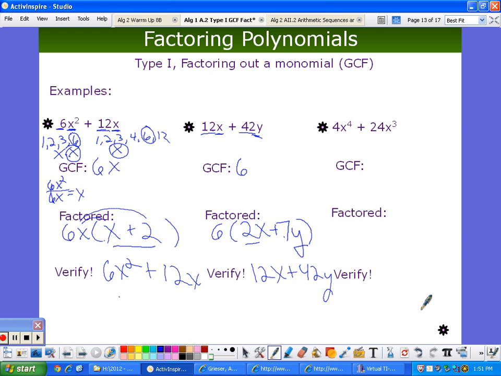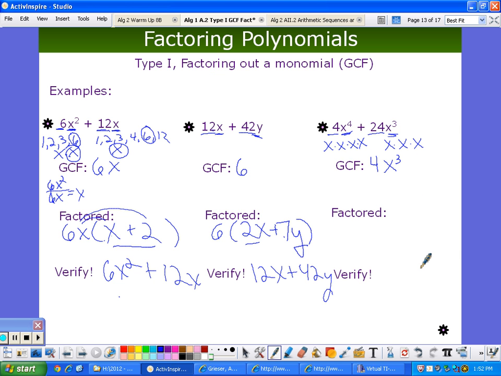Let's try another one. 4x to the 4th power plus 24x cubed. Greatest common factor. Well, okay, the numbers, we get 4. Now, the variables. X times x times x times x, right? That's x to the 4th. X times x times x. What do they have that's the same? 3 factors of x. How do you write 3 factors of x?